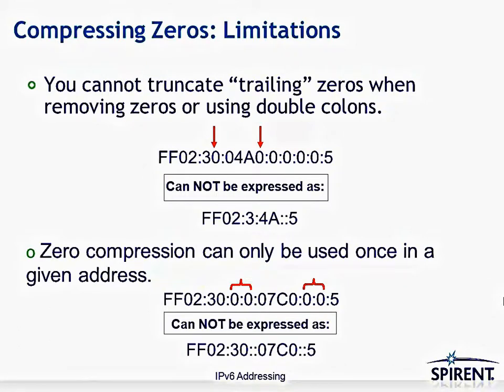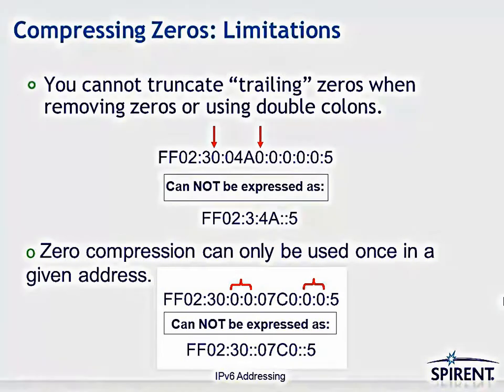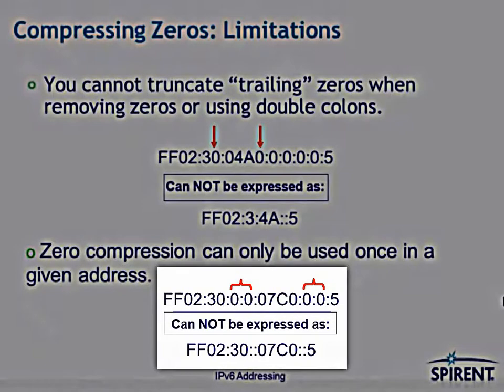It may not be obvious, but there are certain limitations to removing and compressing zeros because it becomes ambiguous as to what they actually started out to be. Trailing zeros within a 16-bit block cannot be removed. Also, compressing multiple 16-bit blocks of zeros using the double colon can only be performed once, and you'll see why on the next slide.